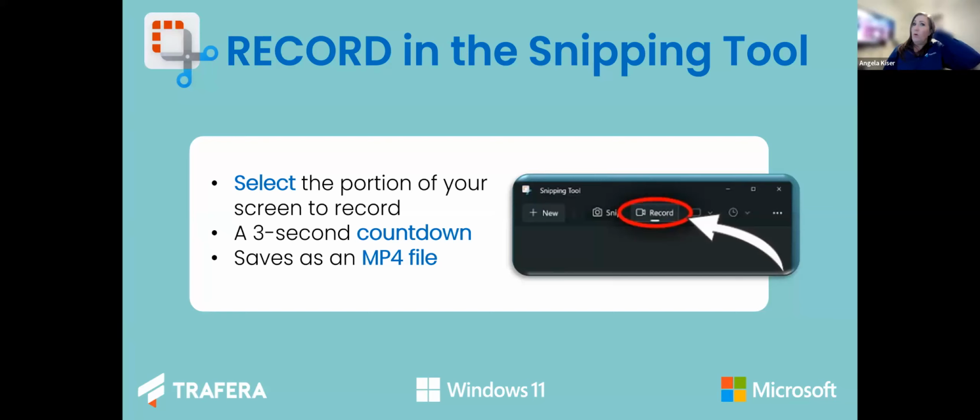Record allows you, just like your Snipping Tool, to drag your selection where you just want to do the video. You don't have to grab the whole entire screen. I hate when I have to grab the whole screen because I don't want you to see my taskbar at the bottom. I want you to just see that part of what I'm videoing. It's got a 3-second countdown, so you'll be ready. Then, of course, it saves it as an MP4 file on your computer, and you can put it in your OneDrive. You can put it wherever you need to.